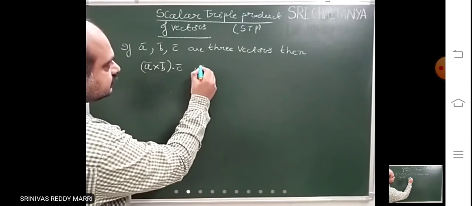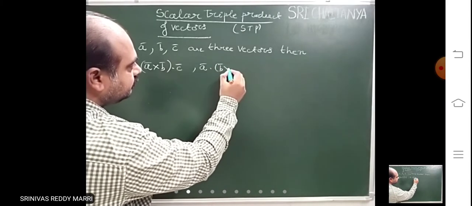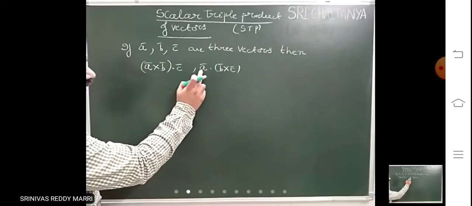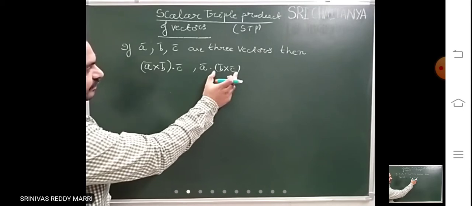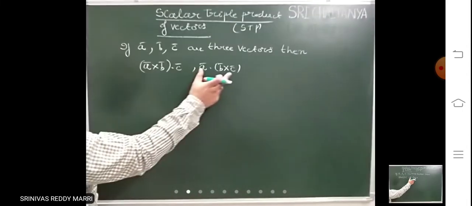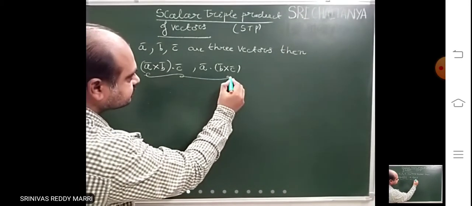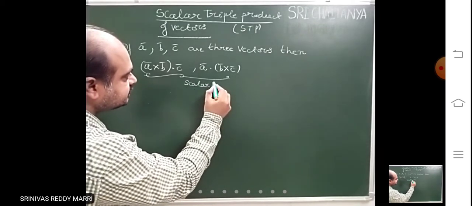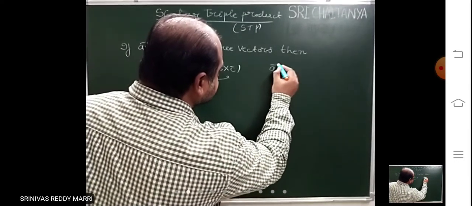Similarly, A bar dot B bar cross C bar. This is a vector dot cross product of two vectors, which is what? A vector. Vector dot vector is what? Scalar. These two are called scalar triple products. So these both are scalars, that's why multiplication of three vectors which will result in a scalar, and these two values will be equal also.